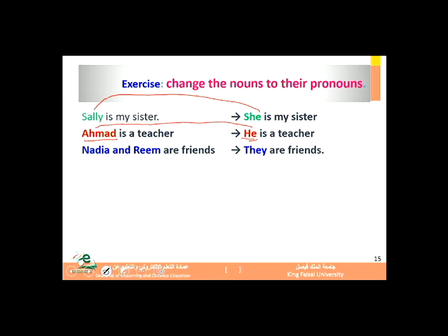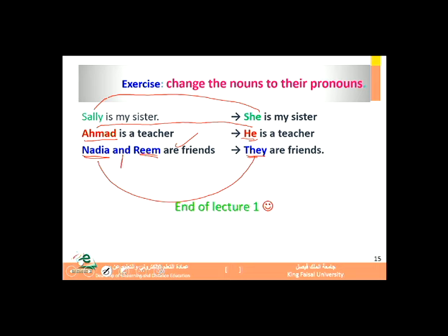Nadia and Reem. Look, here we have two singular nouns, and those two singular nouns are connected together by and. So they have become plural, and that's why they use the form of verb to be are, which is a plural verb. So we need a pronoun that refers to a plural noun. We use they. Nadia and Reem, they are friends, and so on and so forth.